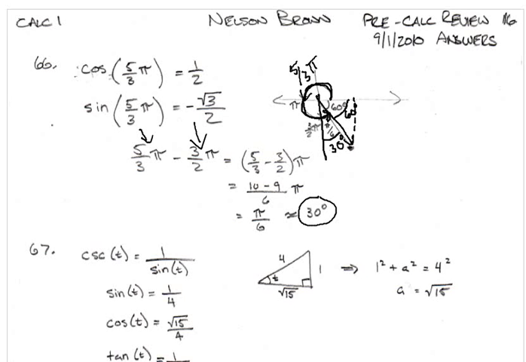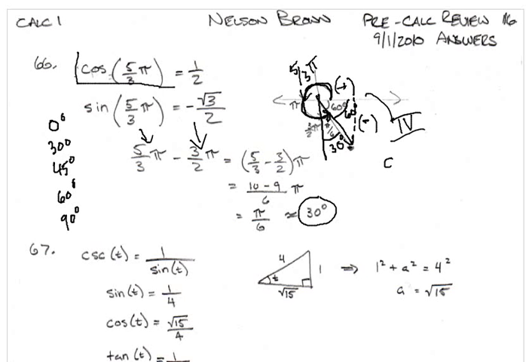For this course, you should memorize the values for sine and cosine for 0, 30, 45, 60, and 90 degrees, and what the corresponding radian values are. We know that sine is negative in the fourth quadrant, and we know that cosine is positive in the fourth quadrant. So we have cosine of 5/3 pi equals 1/2, and sine of 5/3 pi equals negative square root 3 over 2.